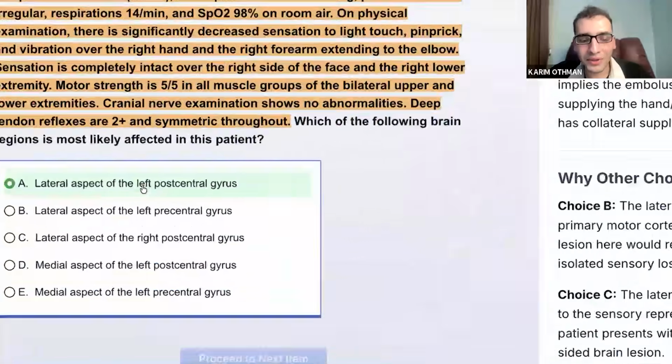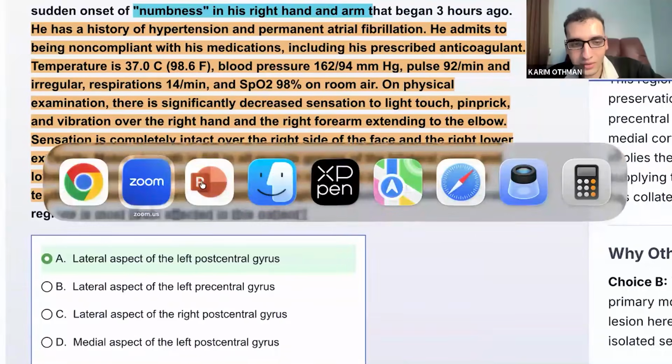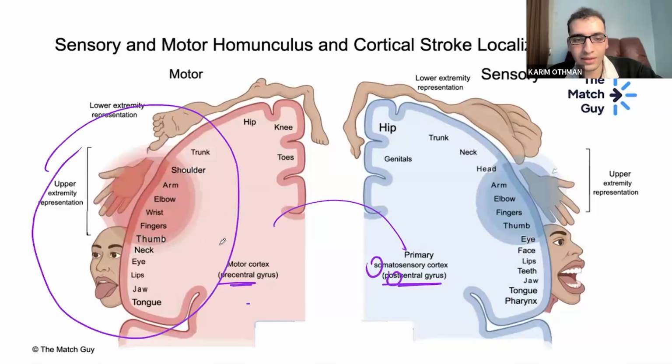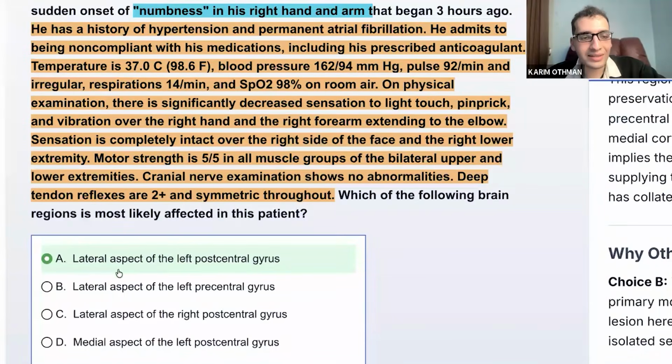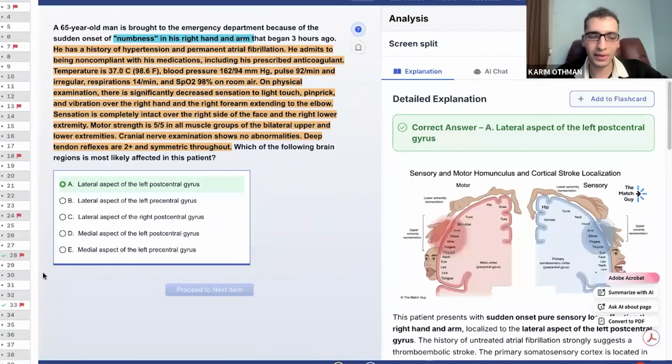So how do I approach this question? At first I know it's in the hand and arm. So I know from the homunculus, let's see the homunculus here, it would be in this part, lateral, not medial, because medial is anterior cerebral artery. So it's lateral, middle cerebral artery. And another thing is that I know it's on the left because it's affecting the right body. Last thing to know is whether it is post-central or pre-central. Post is sensory, pre-R is motor. That's how I remember it, guys.